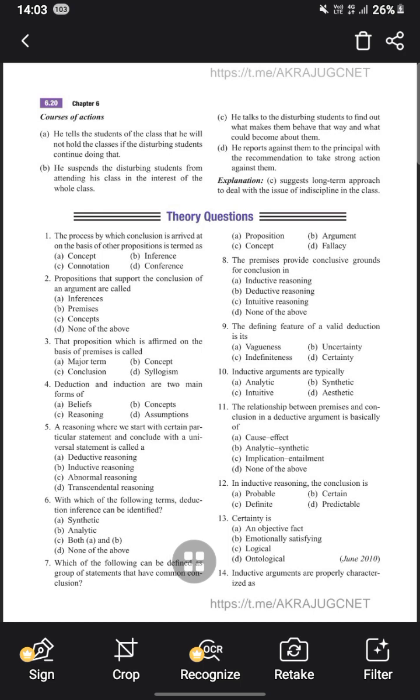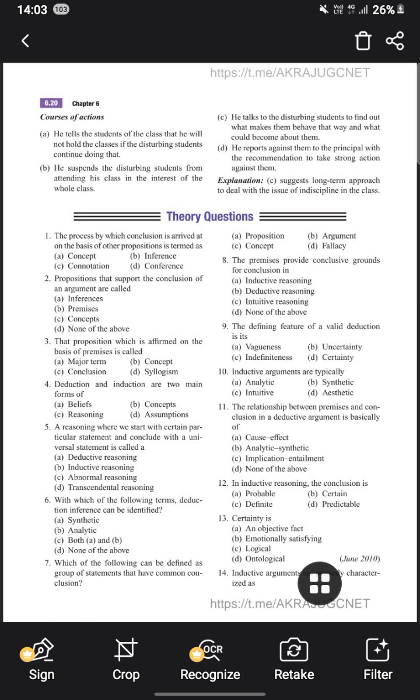Deduction and induction are two main forms of what? That is reasoning. Reasoning where we start with certain particular statements and conclude with a universal statement, that is B, the inductive reasoning. Start with certain particular statements and conclude with a universal, that is inductive. With which of the following terms is deductive inference identified? Deductive is B, analytical.